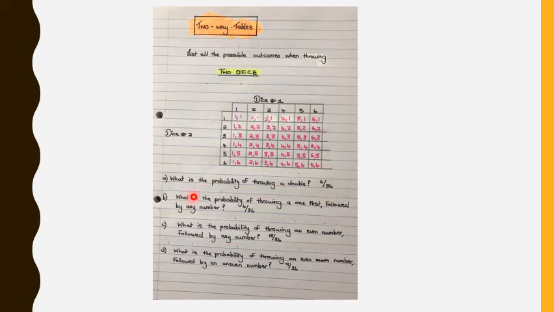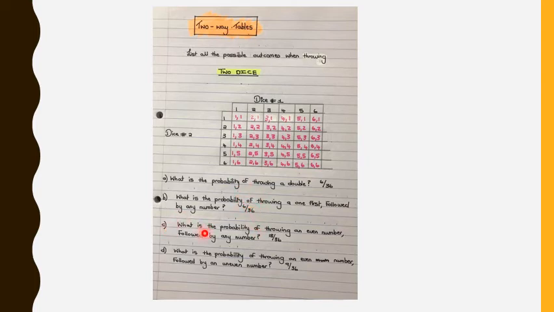Okay, number B. What is the probability of throwing a 1 first, followed by any number? Okay, so then you just have to go look at the column where all the ones were written first. Here's all of them with a 1 first, and they say to you, followed by any number. So it can be a 1, 1, 1, 2, 1, 3, 1, 4, 1, 5, or 1, 6. So in total, there is 6 out of 36. And please just simplify that as well.